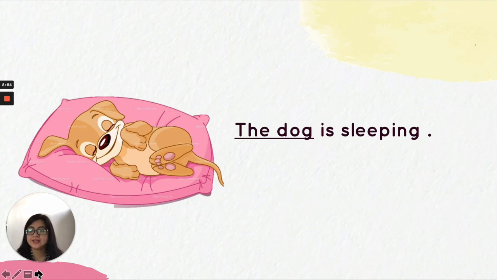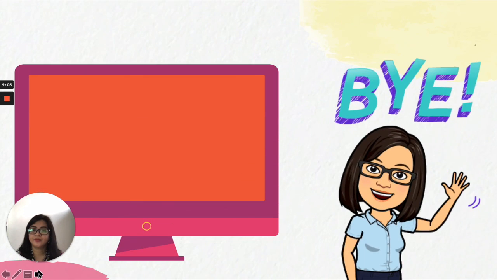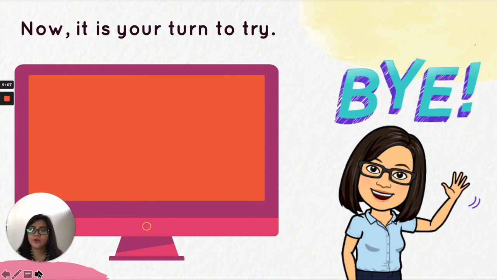The dog is sleeping. Okay, so for the dog, since it is only one and it is an animal, you can use the word it. It is sleeping. So that's all for our lesson today.